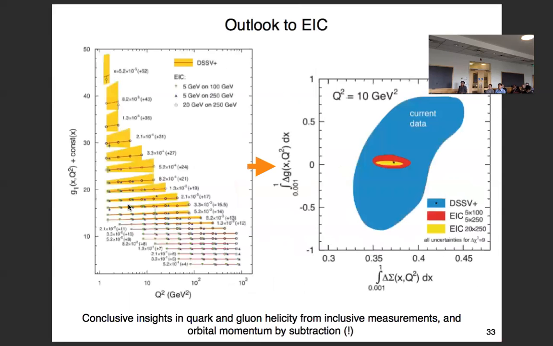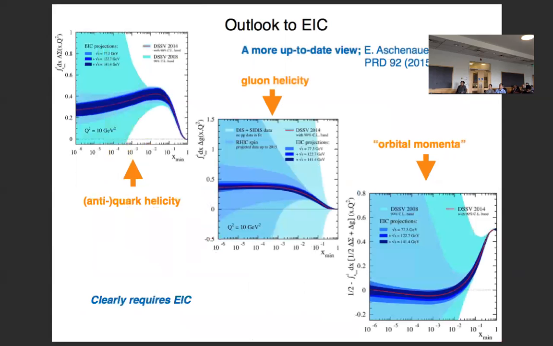So let's quantify it here over a range from 10 to the minus 3 to 1 in terms of the sum of quark and anti-quark helicities. So if you wish, the quark and anti-quark contribution to the proton spin, and on the vertical axis delta g. So current knowledge, which is current as of 5 years ago or so, and then improvement with different configurations of the EIC. You see comparable uncertainties at this point in terms of delta g and delta sigma, and you might be tempted to make a subtraction measurement. Of course, this has also been updated.